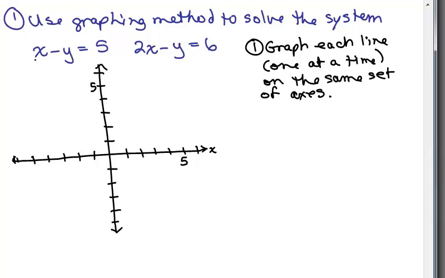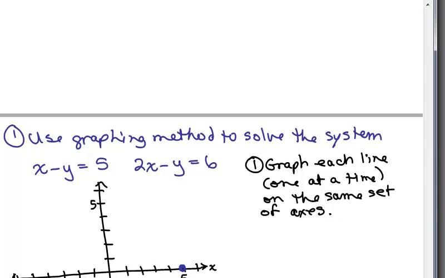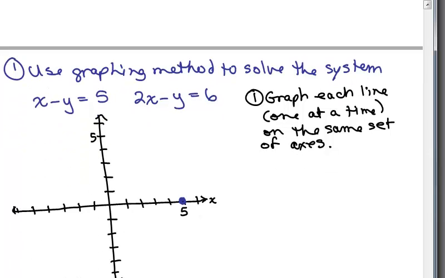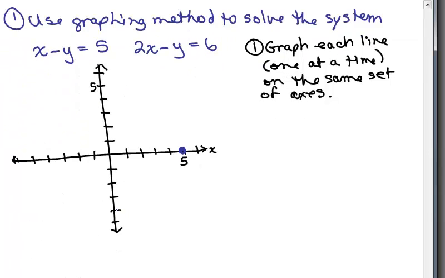So if y is 0, x is 5. So I know 5, 0 is one ordered pair. And let's see, if I put in 0 for x, y would have to be negative 5. So this would be down here. And I can connect the dots.